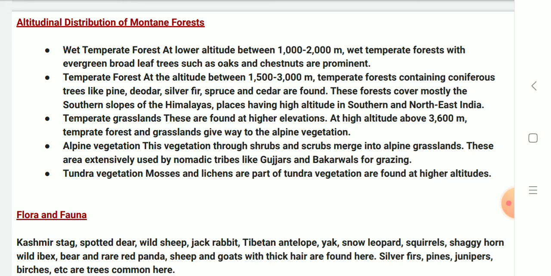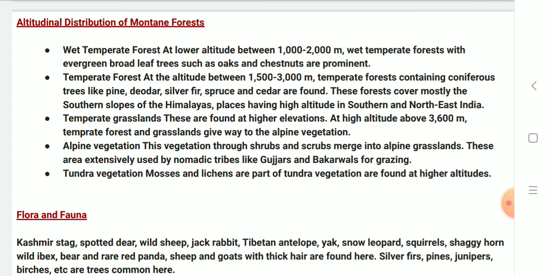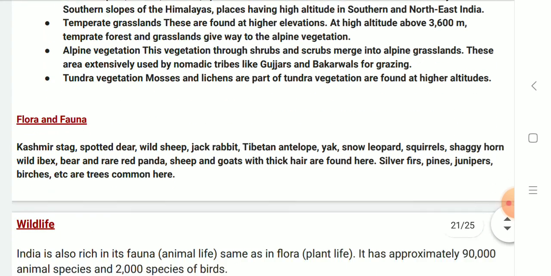The flora and fauna that are present here are Kashmir stag, spotted deer, wild sheep, rabbit, yak, snow leopards, squirrels, and some more. The trees that are found here are silver fir, pines, birches, etc.